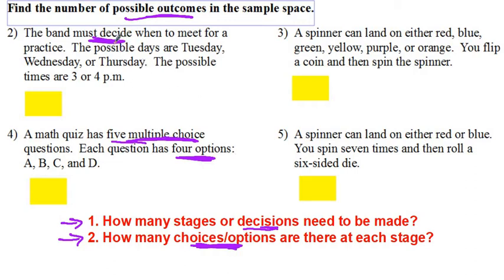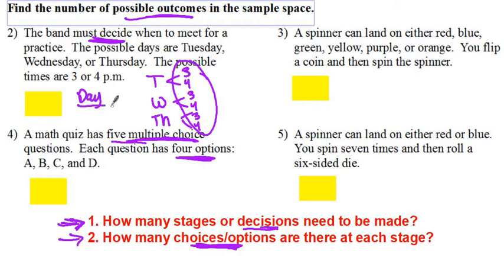So right here it says the band is deciding when to meet. You could meet on Tuesday or Wednesday or Thursday. You could meet at 3 on Tuesday or 4, and the same on Wednesday and the same on Thursday. So if you were to count those options, you would get 6. If you wanted to do it this way down here, you could say, what decisions am I making? I'm making a decision on the day, and I'm making a decision on the time. How many options do I have for the day? I have 3 options: Tuesday, Wednesday, or Thursday. Times, because we're multiplying, the decision on the time, how many options for that? I have 2, so 3 times 2. And again, we would get 6, just like we got using the tree diagram.